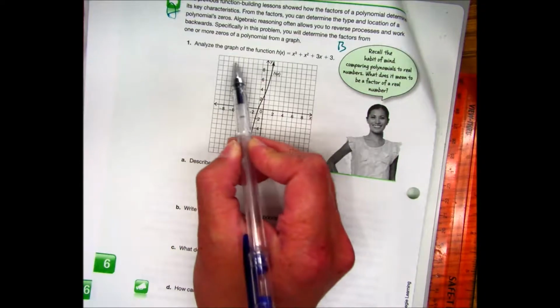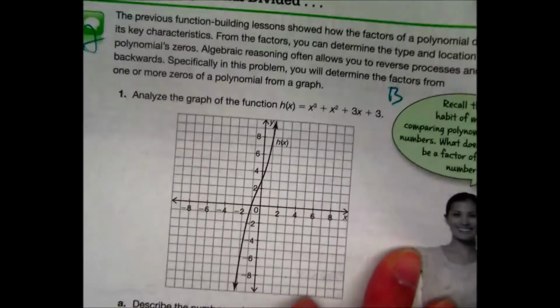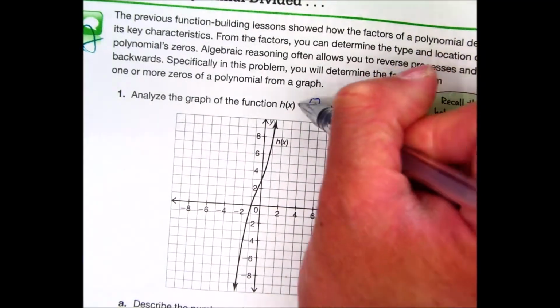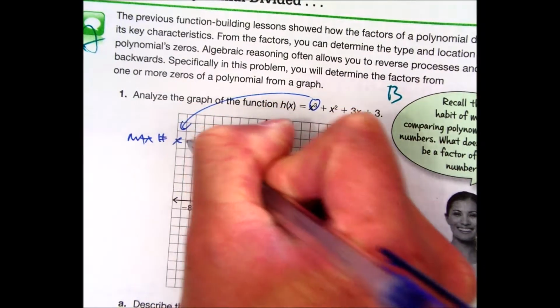Analyze the graph of the function h of x. So if I look here, I have a polynomial. And remember, last chapter we learned that the highest degree tells you the max number of x-intercepts. Max number of x-intercepts.